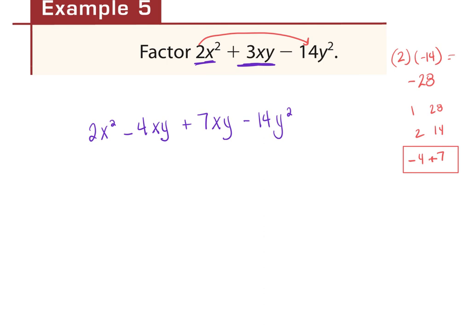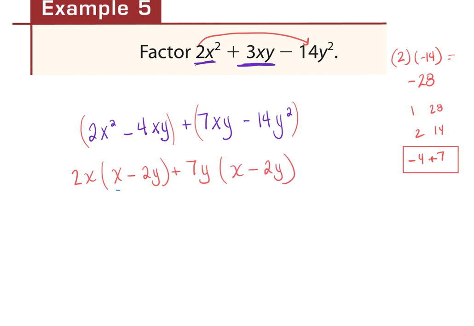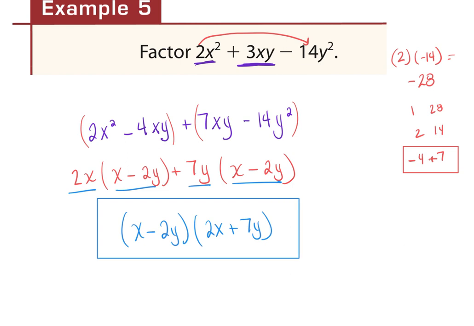So we're going to just factor by grouping, but now you're going to notice we have variables that come out of each group. Out of this first group, I can now take a 2 and an x, and I'm left with x minus 2y. For this second one, I can take a 7 and a y, and I'm left with x minus 2y. Then I'm going to do exactly the same. My group in common is x minus 2y. My leftover group is 2x plus 7y. And I am done with my factoring.